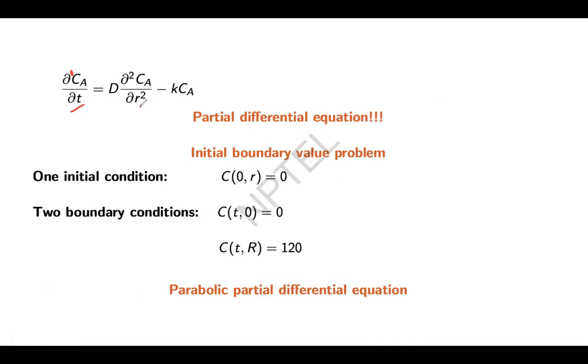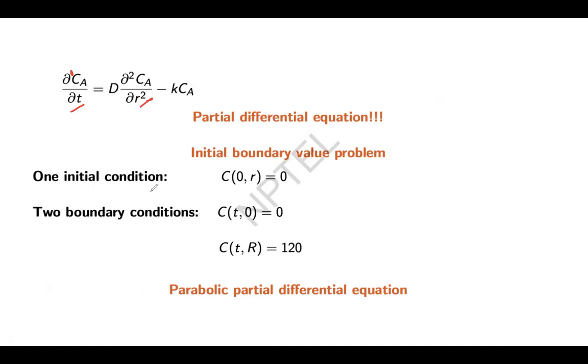When you look at the position coordinate, there is dou square by dou r square. This is second order, so you need two conditions with respect to position. When you have two conditions, they are called boundary conditions: at one position you have one value, and at the other position you have another value. So what is the initial condition, and what are the two boundary conditions given to us? Let's come to that.